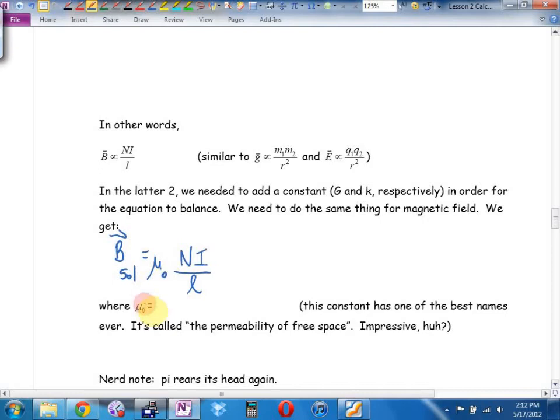Where mu naught equals, find it on your sheet. What is it? Tyson, what is it? No, it's on the front page in the constant section. U0. Go find it. It's there. Somewhere below a proton, somewhere below an electron. It's there. Jessica, what is it? 4 pi. For what? Pi?